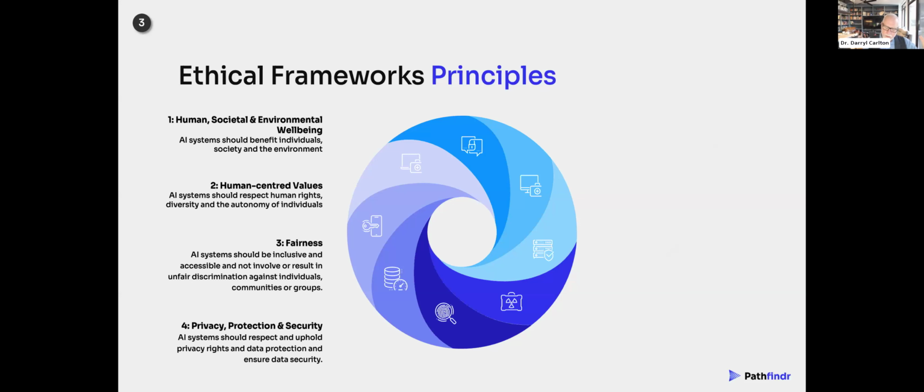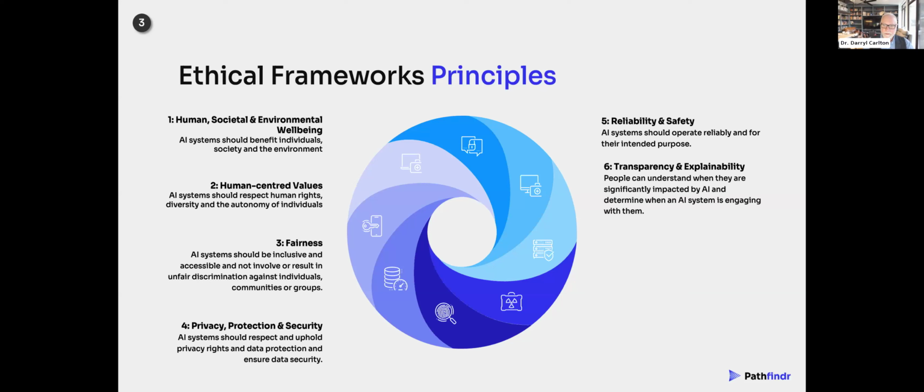And that's where there's very much a connection to cybersecurity, personally identifiable information, GDPR. AI systems should operate reliably and for their intended purpose. People can understand when they are significantly impacted by AI and determine when an AI system is engaging with them. So there needs to be transparency and explainability with respect to the AI.